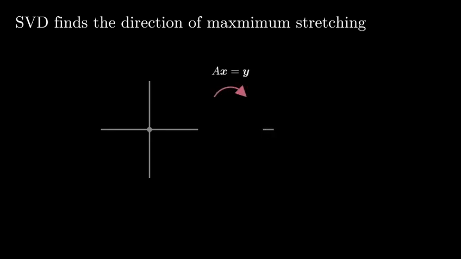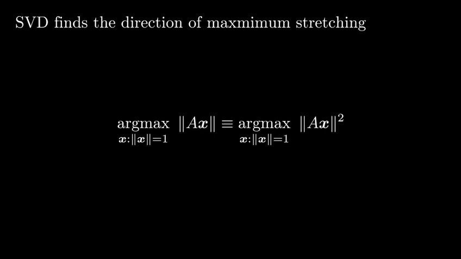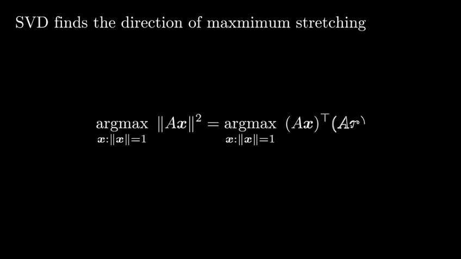As it turns out, one of the interesting properties of SVD is that it answers the following question. In what direction does our matrix stretch a unit vector the most? In mathematical terms, SVD solves this optimization problem. To see why, let's first change this problem to this one. The two are equivalent, because finding an x whose transformation has the greatest length is the same as finding an x whose transformation has the greatest length squared.